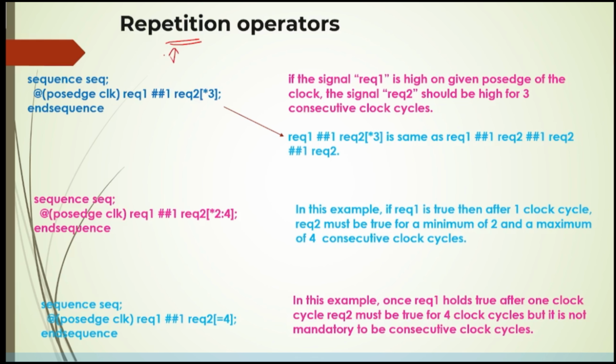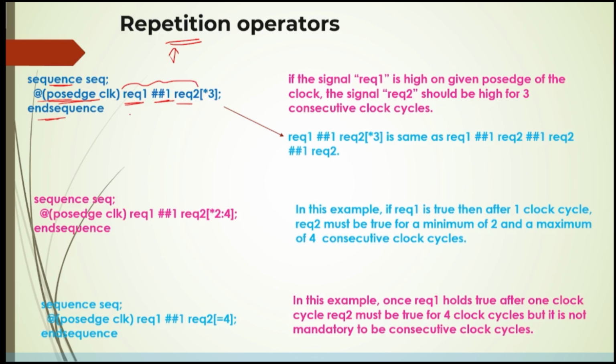There are repetition operators within assertions. So let us see how we are going to use these repetition operators. If you see here, a sequence for every passage of clock: request 1 ##1 request 2. So just check only this.